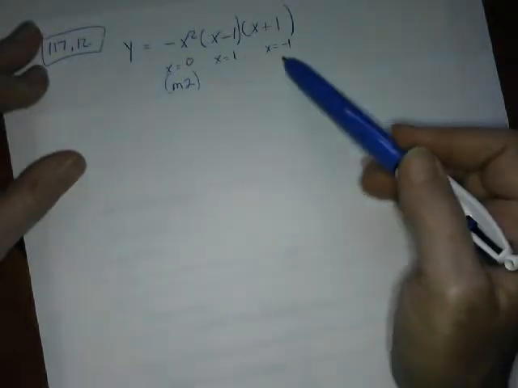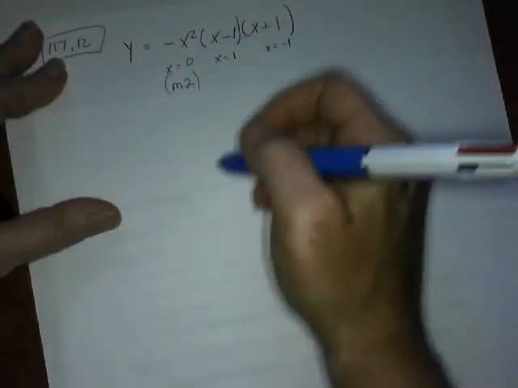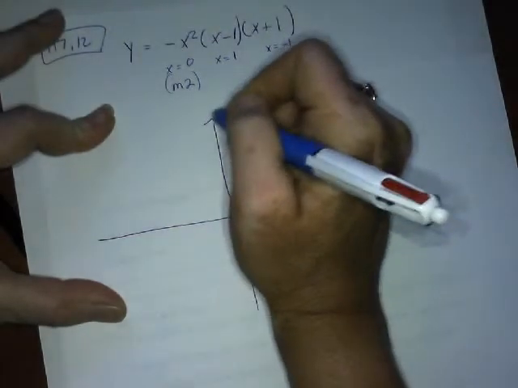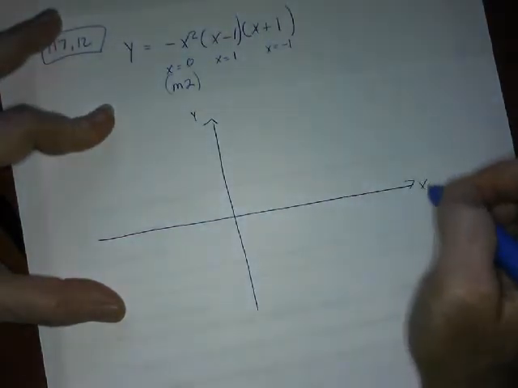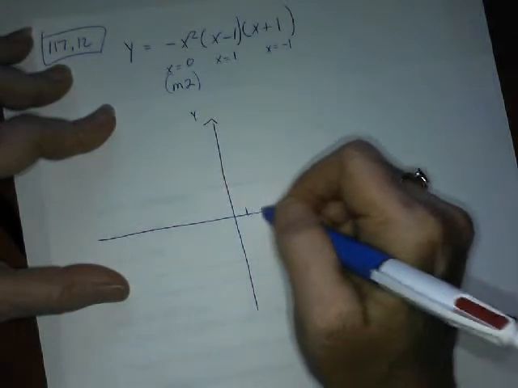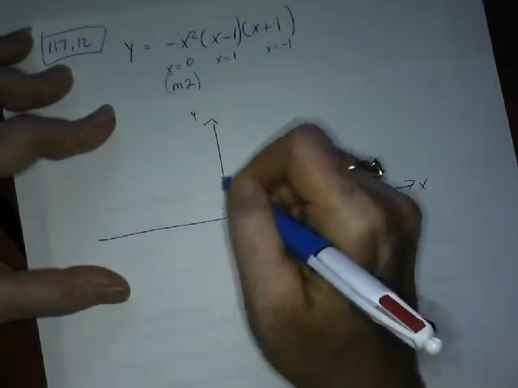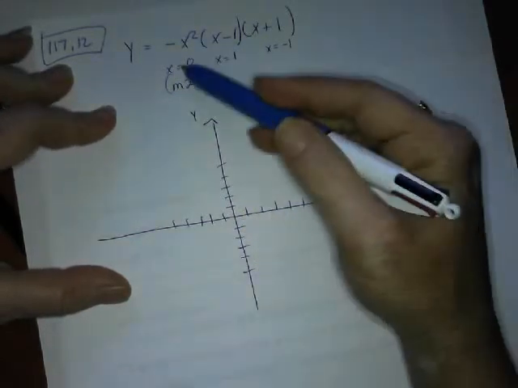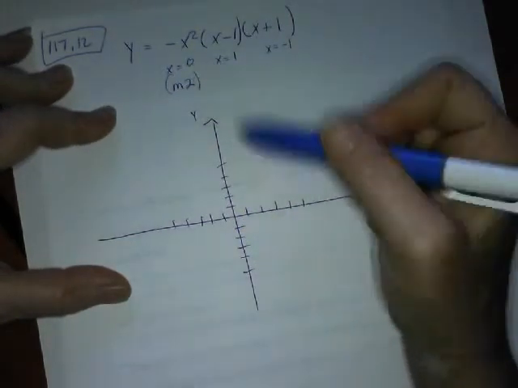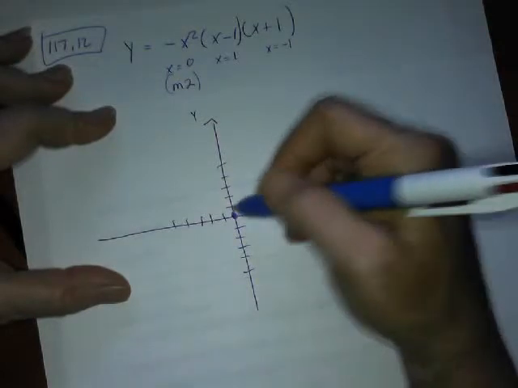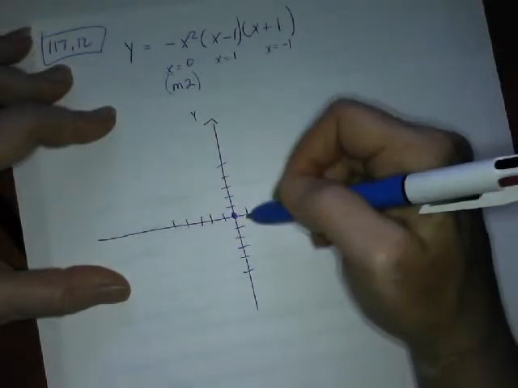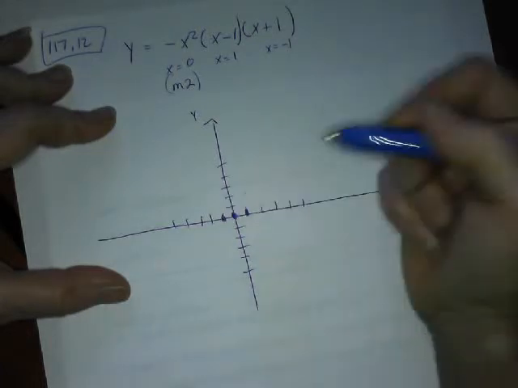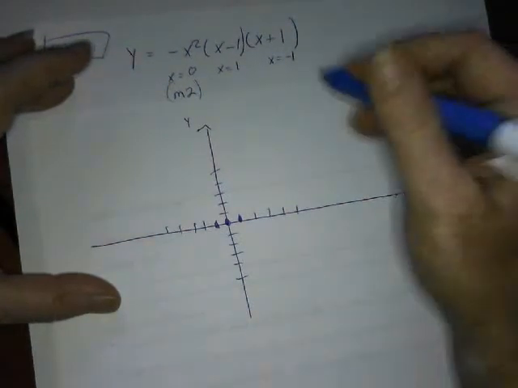Okay, now I can start a graph, but I have questions to ask myself about this. So if there's y and there's x, I know something's going to happen at x is 0. I know something's going to happen at x is 1, and something's going to happen at x is -1. I guess I could have spaced them out a little more, huh?